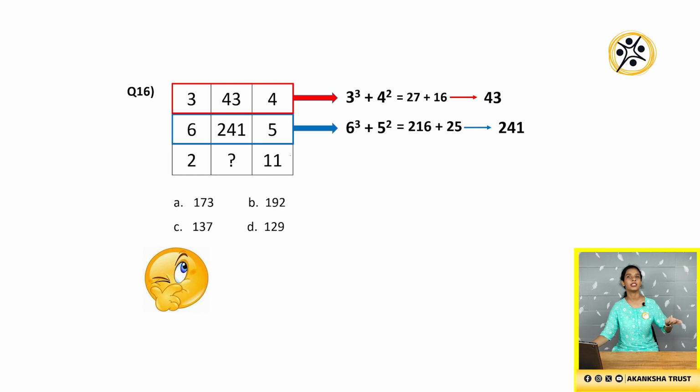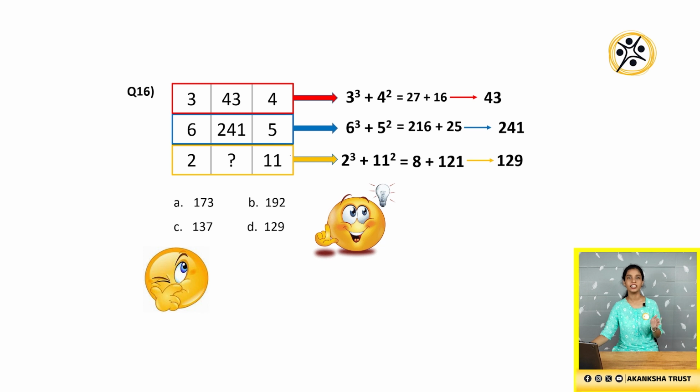So if we have to find the missing number, all we have to do is do 2 cube plus 11 square, that is 8, plus 121. 129 is the sum of 8 plus 121, and that is our answer, option D. So go ahead and take option D as the right answer.